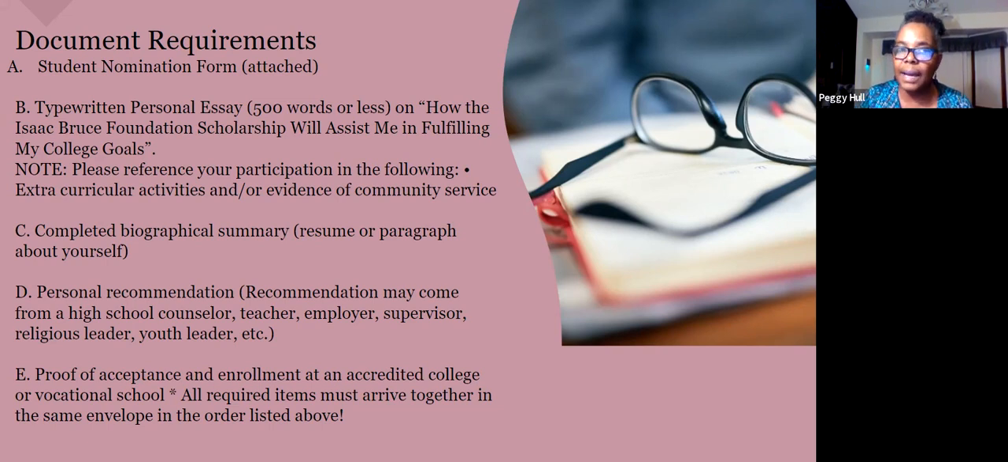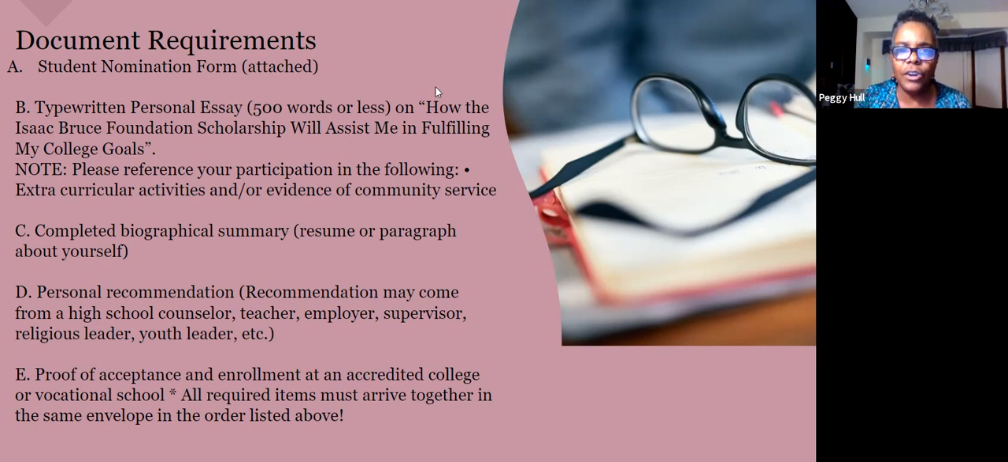So the very first thing is the nomination form. That's the form that we just looked at. The second thing this is asking for is a typewritten personal statement, 500 words or less, on how the Isaac Bruce Foundation Scholarship will assist you in fulfilling your career goals, my college goals.